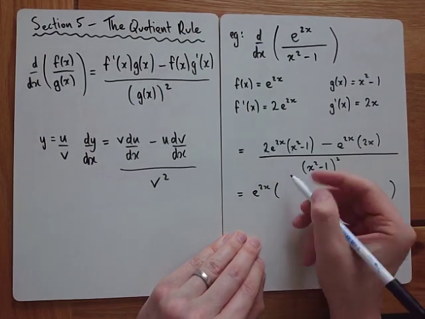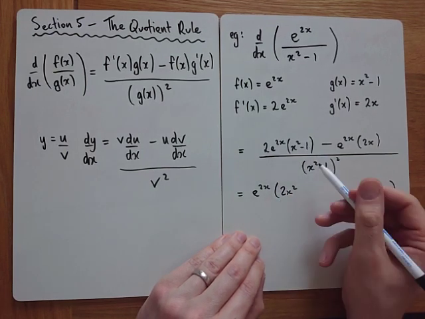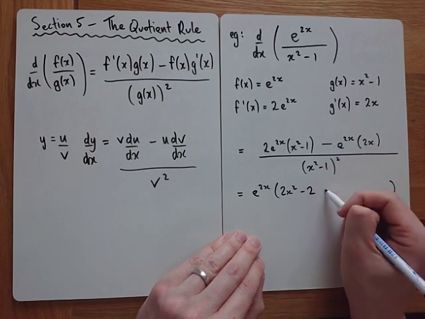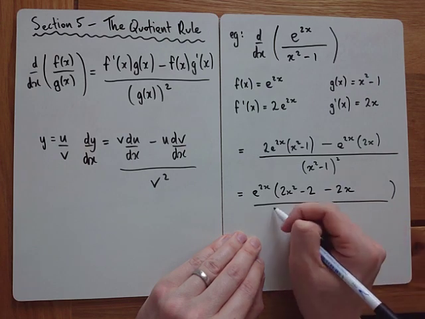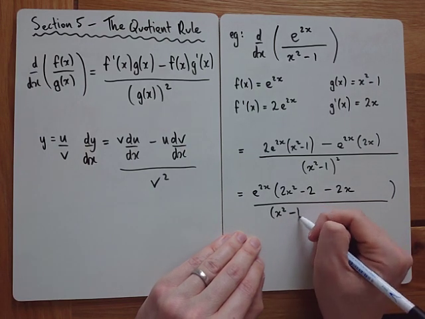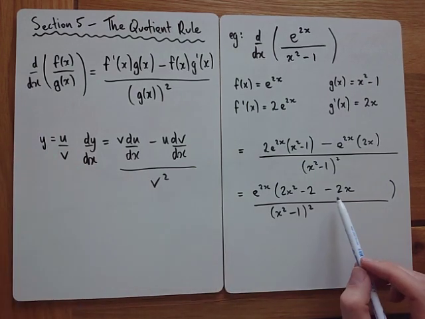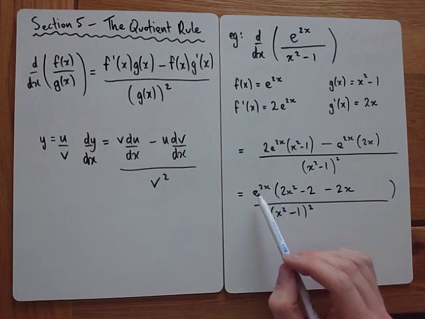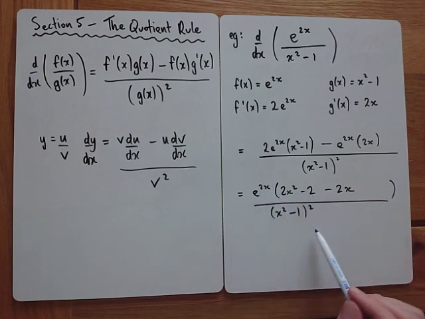So there's 2x squared, 2 times minus 1 would be minus 2, minus 2x. And then that's all divided by x squared minus 1 squared. I could leave it like that. One thing I could potentially do is take a factor of 2 out and write it as 2e to the 2x, which would leave me with x squared minus x minus 1. But I think I'll leave it like that for now.